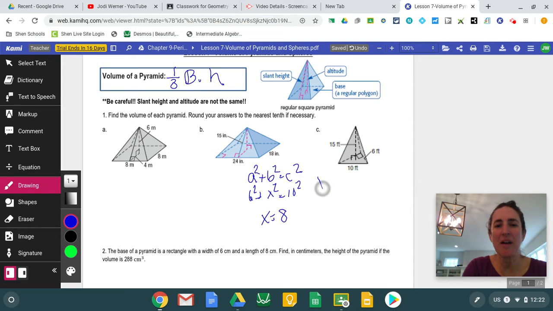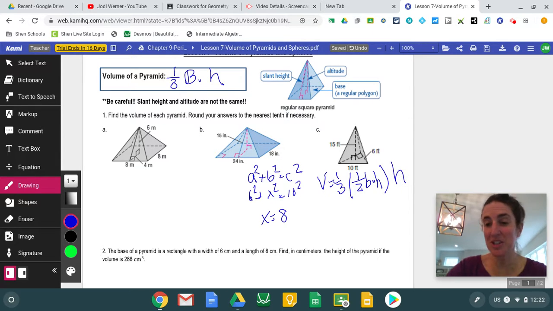Okay, so now I have volume equals 1/3. The base is 1/2 base times height, because that's the area of a triangle, times another height, which is the height of the whole shape. The height of the whole shape is actually 15 for its pyramid. I've got 1/3, and I just found 1/2 of the 6 times the 8. Look at all these numbers.